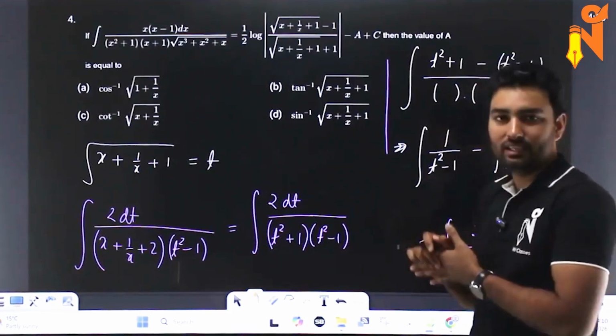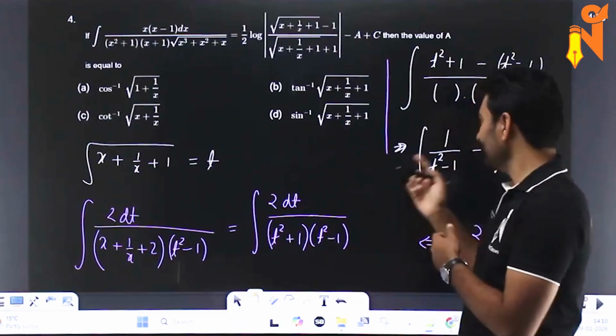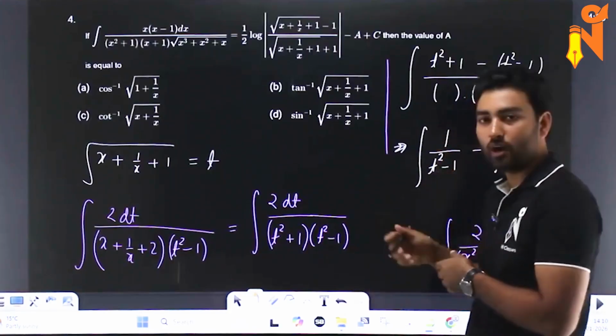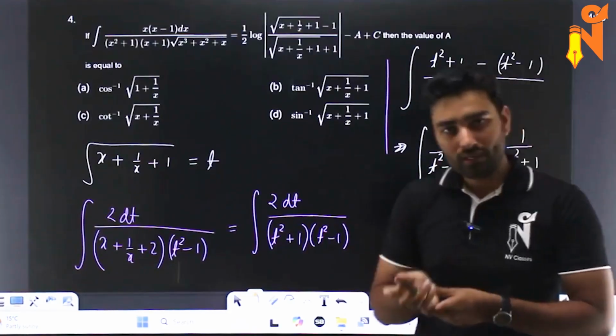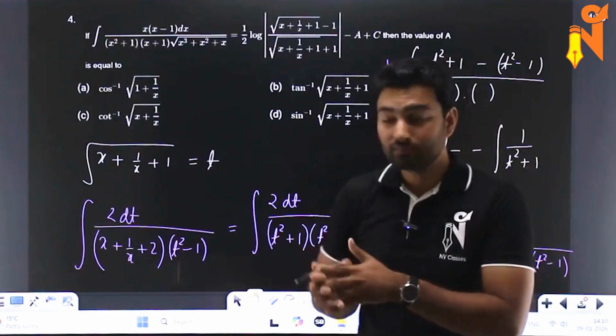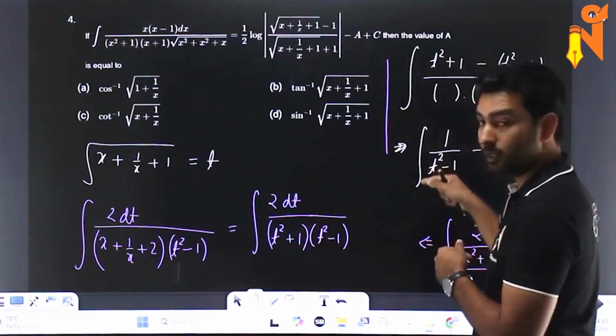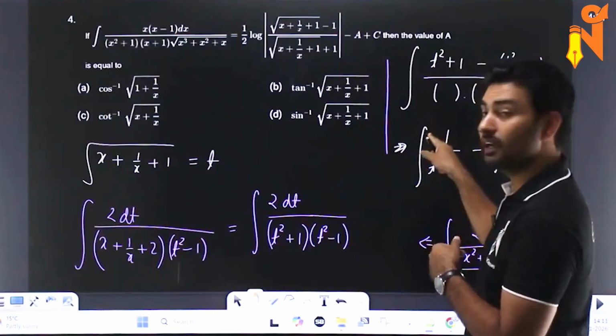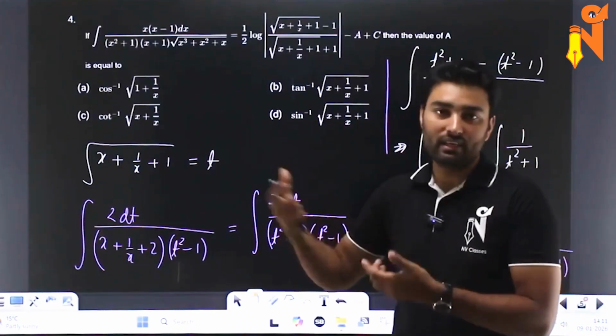Now this is actually a very basic question. Integration of 1 by t square minus 1, how can we solve? If you know the formula, very good. If you don't know the formula, again use partial fractions. How? 1 by t minus 1 into t plus 1, then write again here t plus 1 minus of t minus 1, like this.